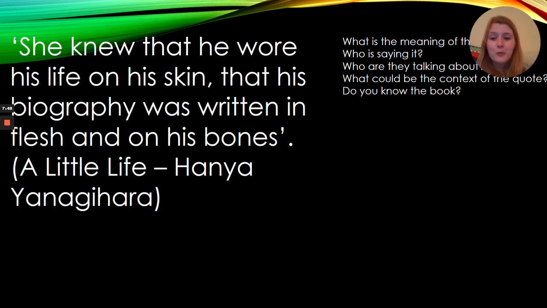And the final one, and this is the quote from A Little Life by Hanya Yanagihara, and that is, "She knew that he wore his life on his skin, that his biography was written in the flesh and on his bones." So you're going to be analysing that quote, thinking about what the meaning of it is. Who do you think is saying it? Who are they saying it to? Who are they talking about? Who could this person be? Who is she? And who is he? Who are they to each other?